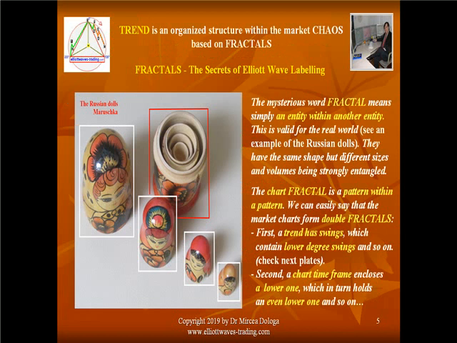Trend is an organized structure within the market chaos based on fractals. We can say that the fractals are the secrets of the Elliott wave labeling. The mysterious word fractal means simply an entity within another entity. This is valid for the real world. See as an example the left side with the Russian dolls. They have the same shape but different sizes and volumes, being strongly entangled.